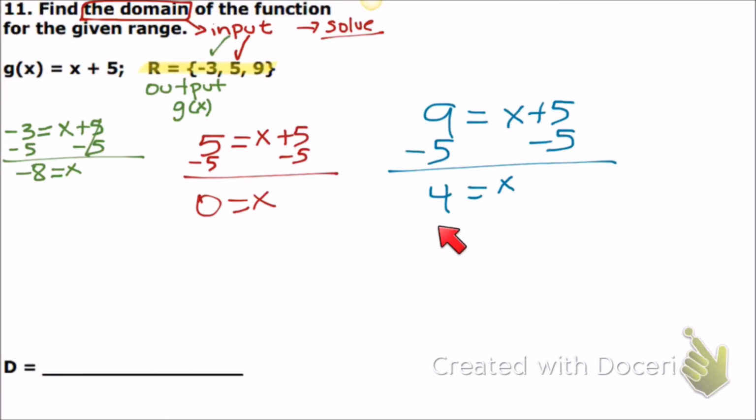We have all of our inputs, all of our x values, so we're going to write them in our domain from least to greatest. And we don't have any repeats.